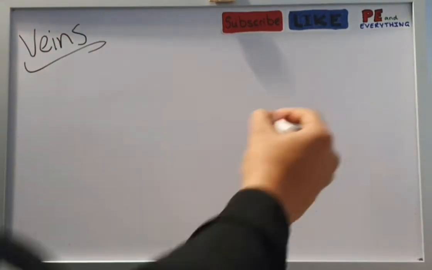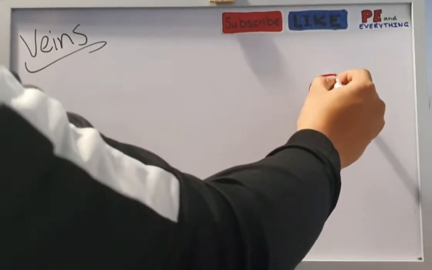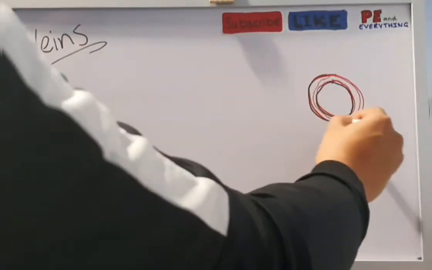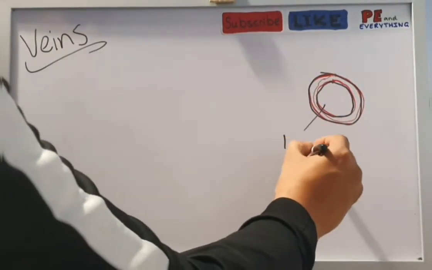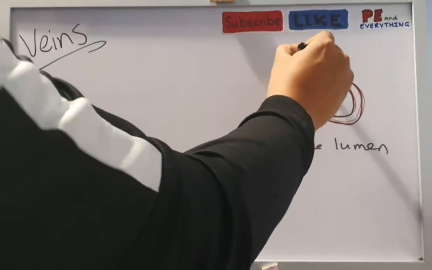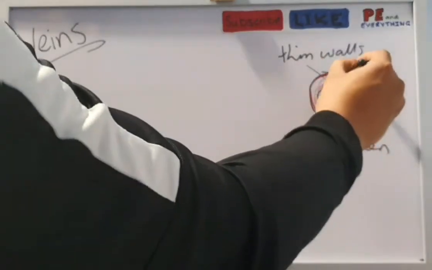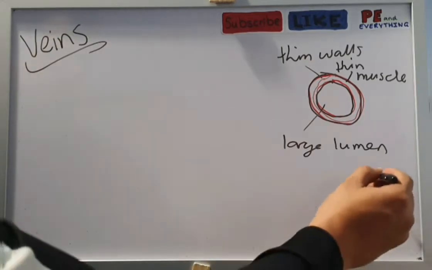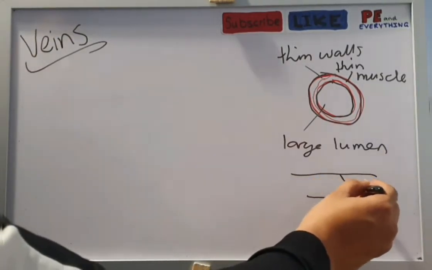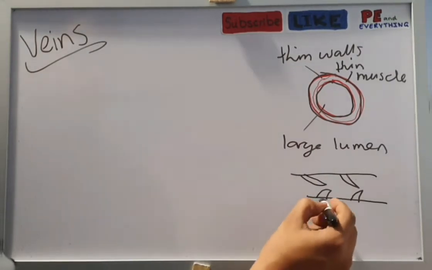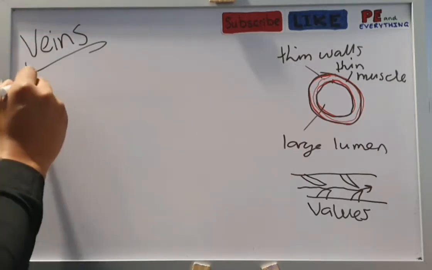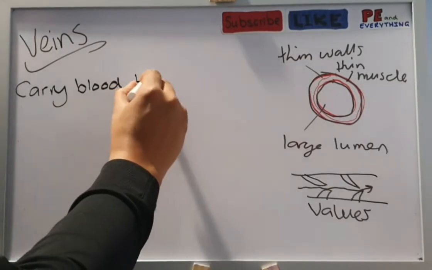Now I'm going to move on to veins. As the illustration shows, they've got a thinnish muscular wall, and they've got quite a big lumen. When these branch off into individual blood vessels, they're called venules. What I'm illustrating here is that inside each vein, you've got these valves, and what they do is prevent the blood from backflowing because it's not moving at a high pressure.